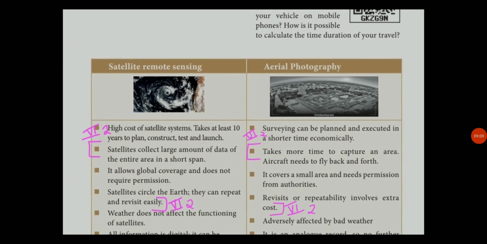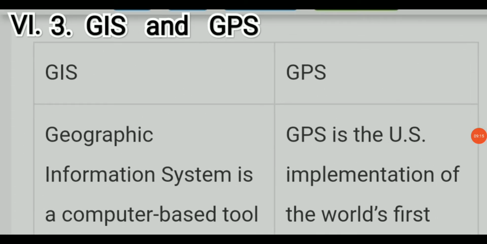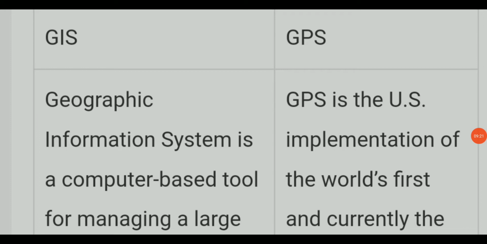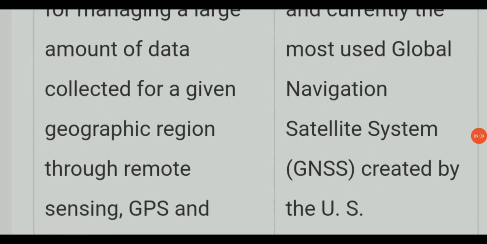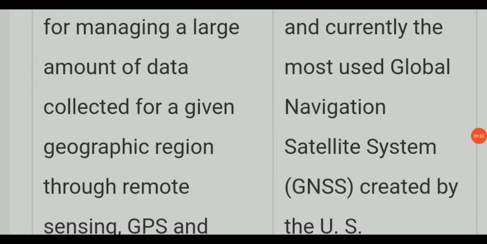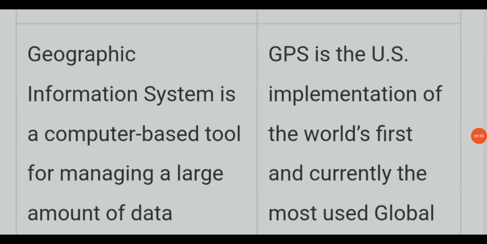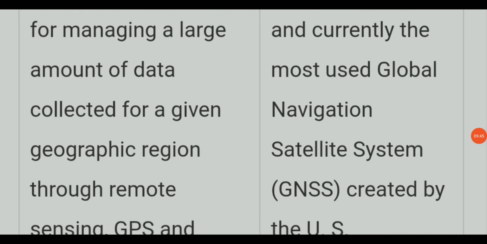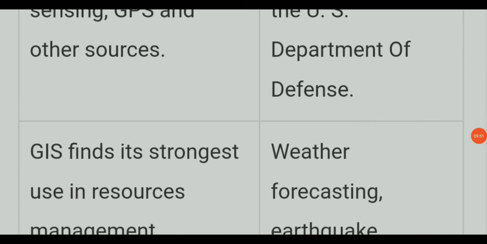Your next one, third question, distinguish between GIS and GPS. You have to draw the tabular column. Your first point in GIS is, what is the expansion of GIS? Geographic Information System. It's a computer-based tool for managing a large amount of data collected for a given geographic region through remote sensing, GPS and other sources. Whereas GPS is the US implementation of world's first and currently the most used global navigation satellite system, GNSS, created by the US Department of Defense.